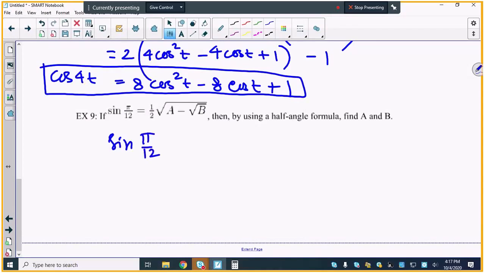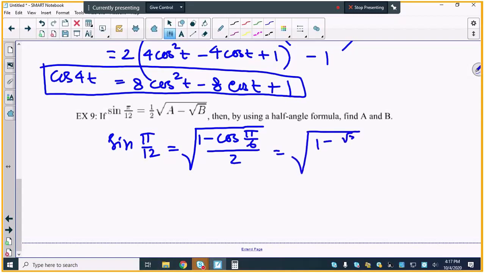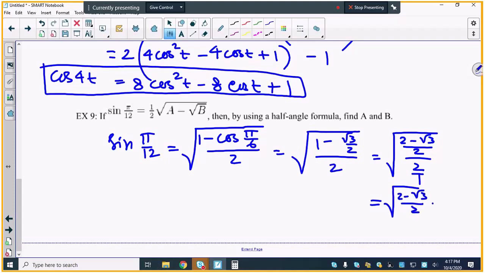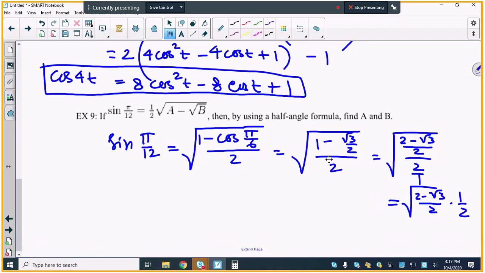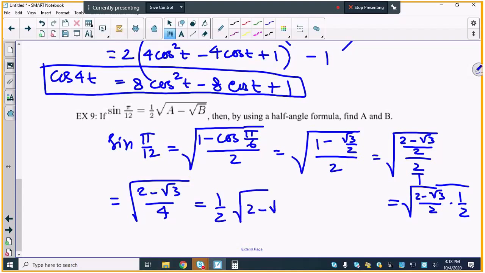So because sine pi over 12 is positive, I just use the formula square root of 1 minus cosine 2 times pi over 12, which is pi over 6, over 2. And that is square root of 1 minus square root of 3 over 2, over 2, which is square root of 2 minus square root of 3 over 2, over 2. And we have seen it so many times now. This is going to be 2 minus square root of 3 over 2 times 1/2. So 2 and 2 multiply and give me 1/4 on the bottom. So square root of 2 minus square root of 3 over 4. You can take this 4 out of the square root, that becomes 1/2 square root of 2 minus square root of 3.